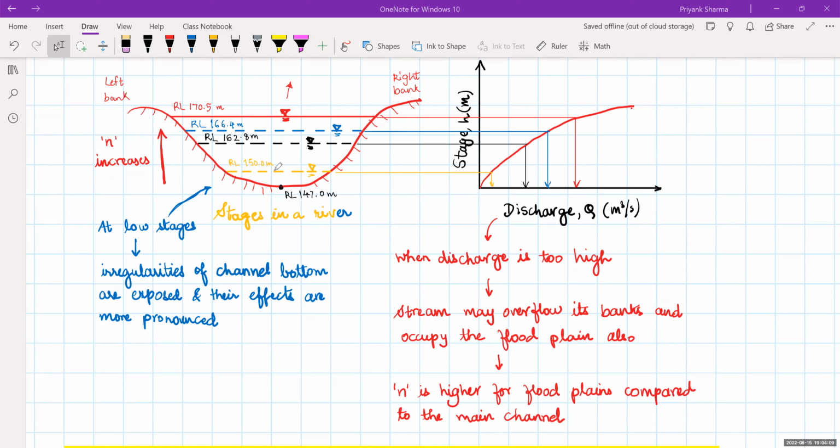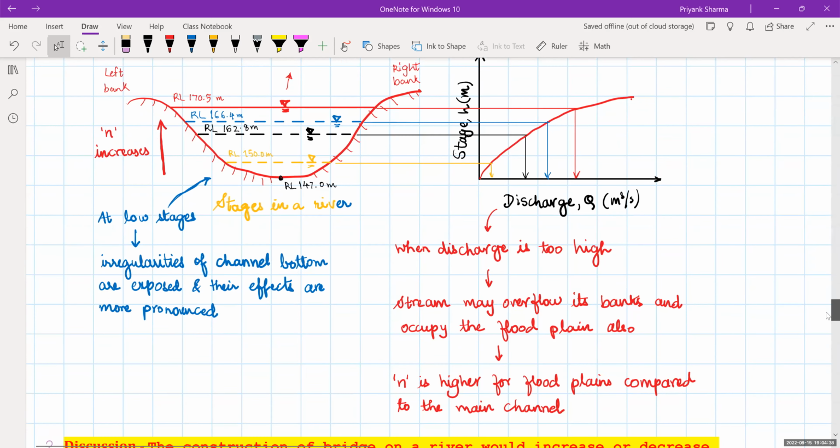Now, opposed to that, when there is a high discharge, your water may spill over the banks and enter the floodplains. The floodplains usually are very rough. The surface is very rough due to vegetation and obstructions like buildings and structures, and that is why the n value will be very high when the discharge is higher. Okay, so this is how the discharge and the stage affect the Manning's n.